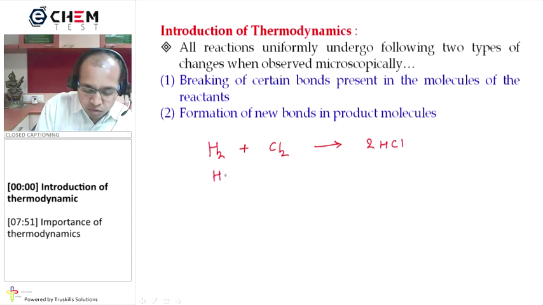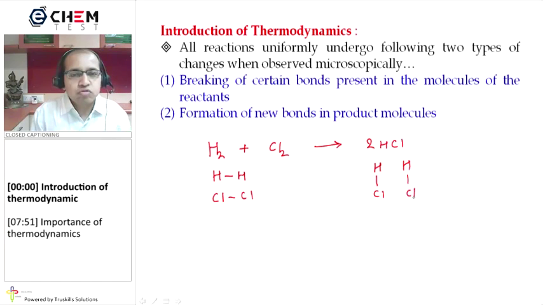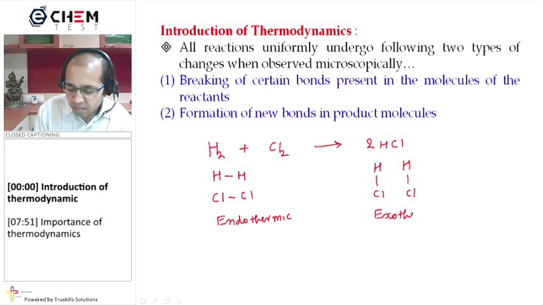But if you look microscopically, in the reactant there is an H-H bond and a Cl-Cl bond, while in the product there are H-Cl bonds. So during the course of such a chemical reaction, breaking of bonds of the reactant and formation of bonds of the product will always take place. Breaking of bond is always endothermic, while formation of bond is always exothermic in nature.